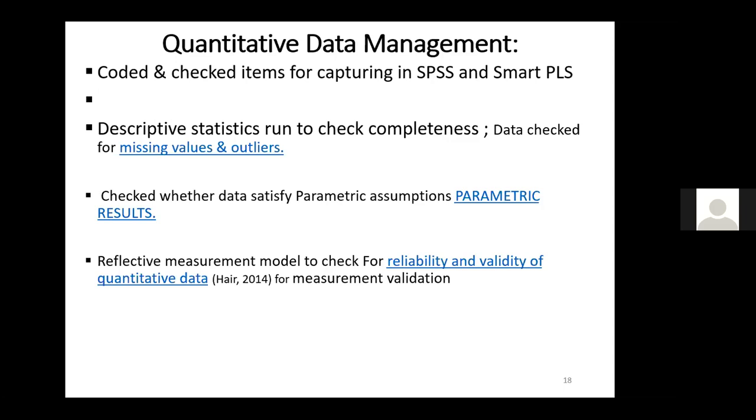We conducted descriptive statistics, and we ran checks for completeness of the data, where we checked for missing values and outliers. As you can see here, according to Rubin's test, we checked whether data was missing at random, and from our robust checks.